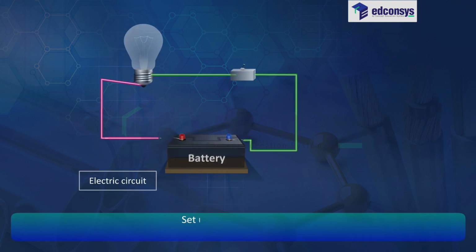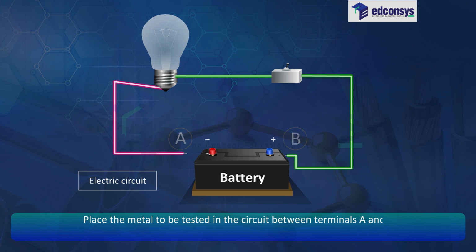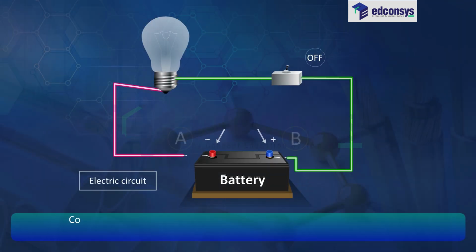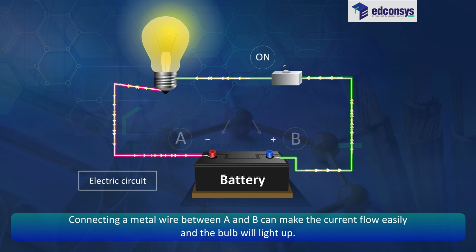Activity. Set up an electric circuit. Place the metal to be tested in the circuit between terminals A and B. Connecting a metal wire between A and B can make the current flow easily and the bulb will light up.